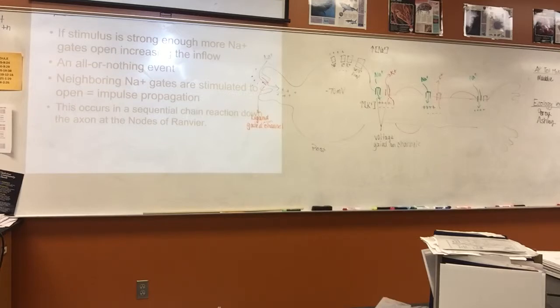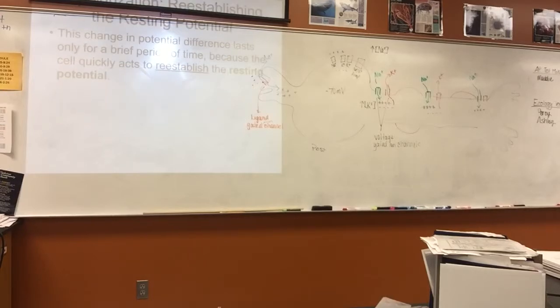And so the neighboring sodium gates are opened, and we get what we call impulse propagation going from node to node. That's a chain reaction occurring just at the nodes of Ranvier. So then we have the repolarization. This change in potential difference lasts only for a brief period of time because the cell quickly acts to reestablish the resting potential.